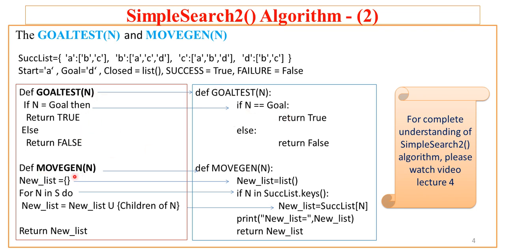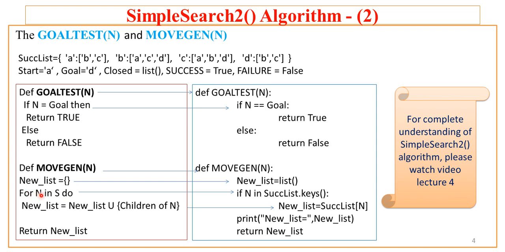Now for MoveGen, so we have defined here MoveGen. Now here new list is the list wherein the elements which are the successor of given node n are stored. This new list is created using the list variable, and the list function is called to create an empty list. Now here, for n in S, do this.